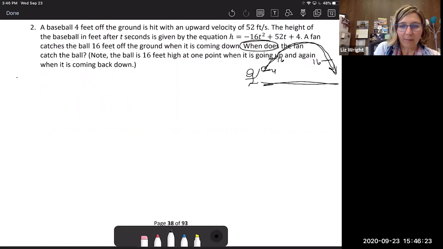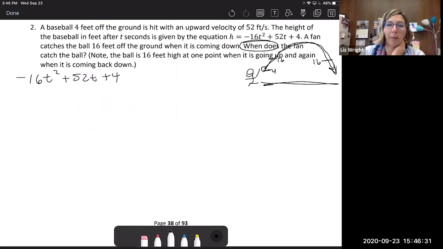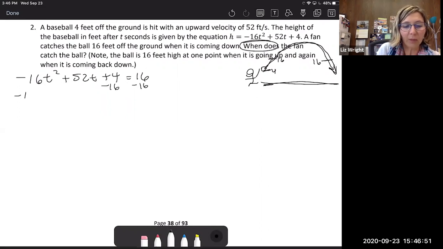So we're going to set this up as negative 16t squared plus 52t plus 4. On the last problem, we set it equal to 0. What should we be setting it equal to this time? Because it's not 0. What's the height of the ball? 16 feet. That's what we're looking for, right? So that's the number we're plugging in for that variable. So we're going to bring that 16 over, and we're going to have negative 16t squared plus 52t minus 12 equals 0.